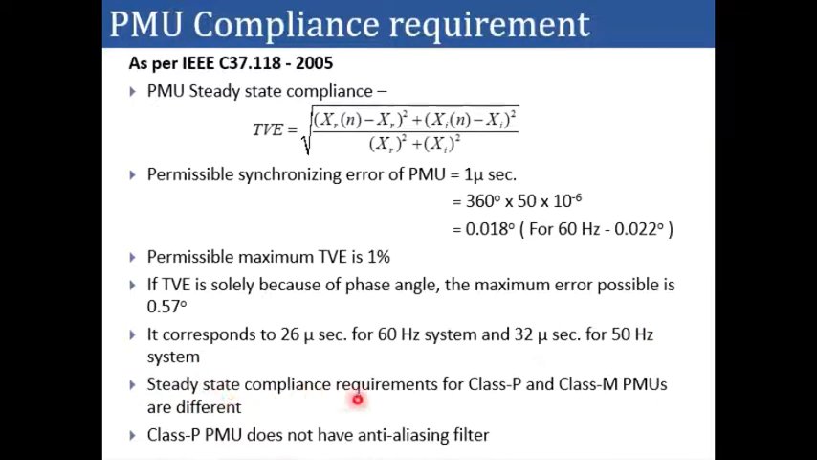Now, steady state compliance requirements for P class and M class of PMUs are different, which we will see in the next few slides. The P class of PMU does not have an anti-aliasing filter.